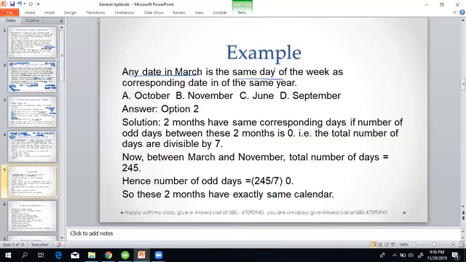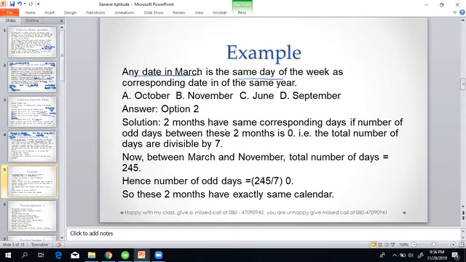It is not necessary that they have the same number of days, like one can have 30 and the other can have 31. That is not necessary, but they have the same type of calendar. So 2 months have the same corresponding days if the number of odd days between these 2 months is 0.